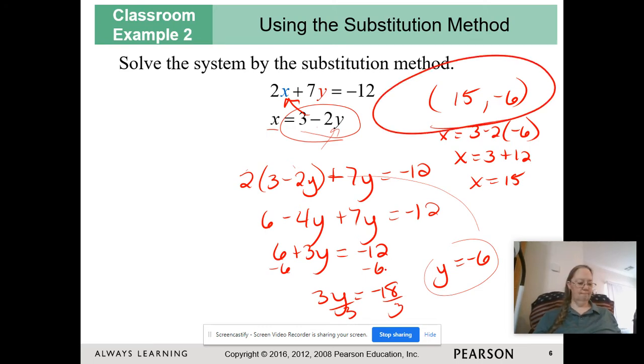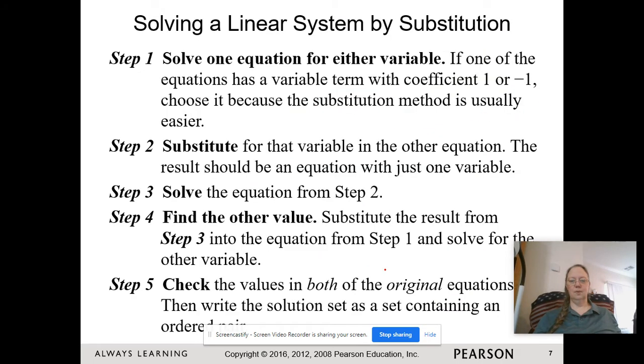All right, in general, to solve a system by substitution, first thing you want to do is solve one of the equations for either variable. It doesn't matter which equation, it doesn't matter which variable. However, if you have one equation with a variable term with a coefficient of 1 or -1, that's usually what we use. Substitute into the other equation, solve, find the other value, and then check your answer.